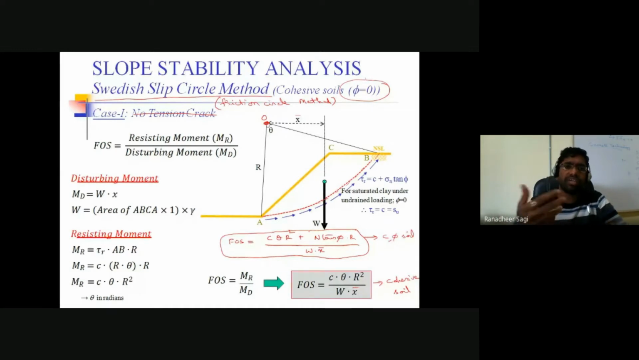Either way, you can find those unknowns on the basis of what is called Taylor's stability number. Subsequently, we have what are called Taylor's stability charts, where, based on the stability number he calculated, Taylor went on to represent standard charts from which you can find out the unknowns we are talking about.